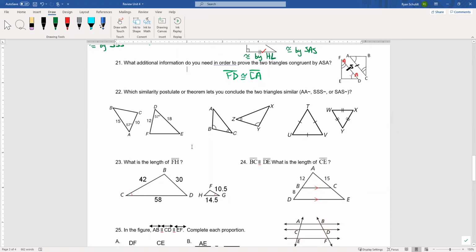Okay, now on 22, they're talking about similarity postulates. We didn't cover this year. So you actually do not have to worry about number 22. We didn't cover it. I'm not going to hold you responsible for it. So I'm going to write all caps right here: Did not cover. Not responsible for this.